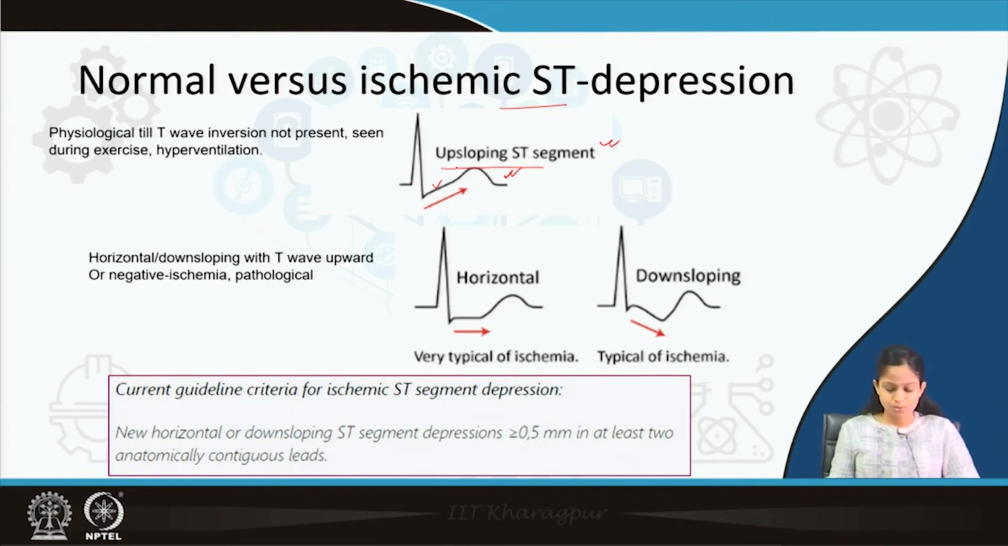So, this is normal. What is not normal is whenever there is a flat or horizontal ST segment, or a downsloping of the ST segment, associated with T wave changes. There can be T wave upward deflections or negative T wave deflections, that means T wave inversions. These are typical of ischemia, the horizontal ST changes and the downsloping ST changes. The current guideline for ischemic ST segment depression is horizontal or downsloping ST depression of more than or equal to 0.5 millimeter in 2 contiguous leads. So, this is the current guideline.